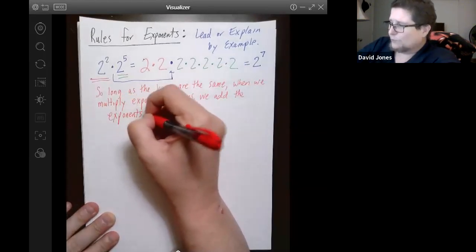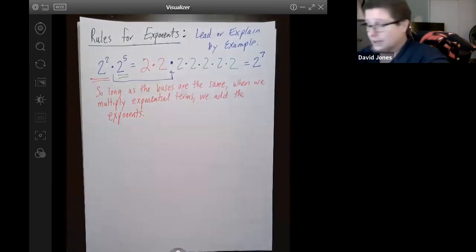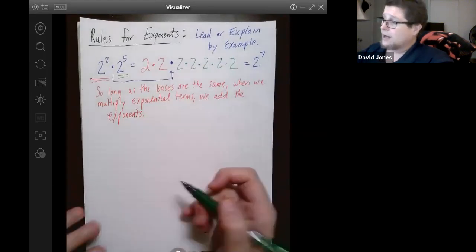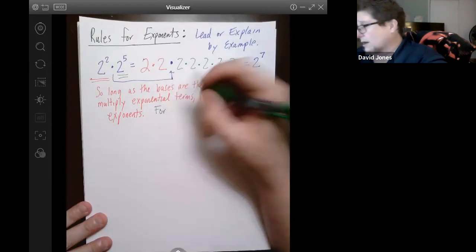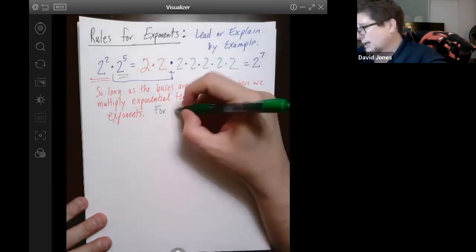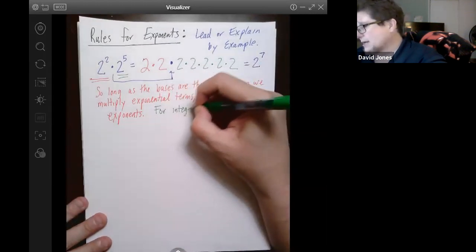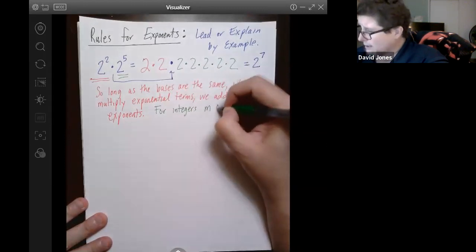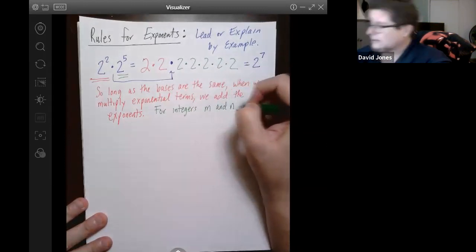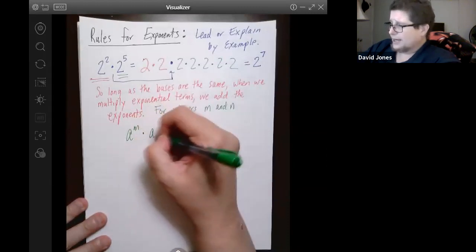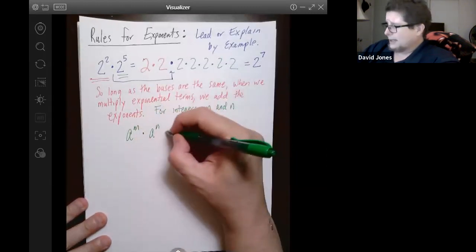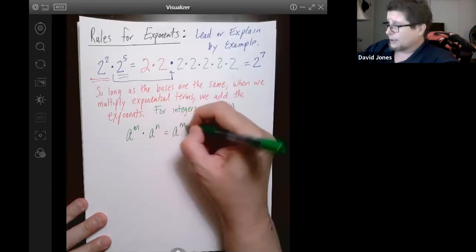That's me spelling it out in words. The symbols they like to use is this. For integers m and n, a to the m power times a to the n power equals a to the m plus n.